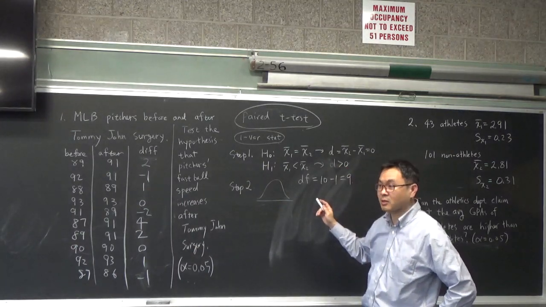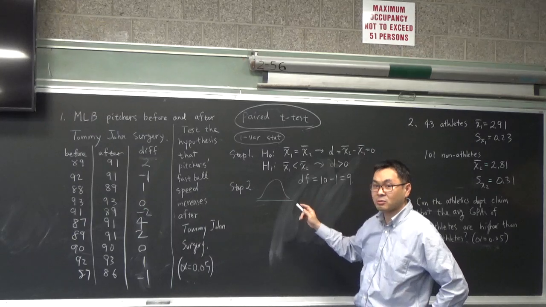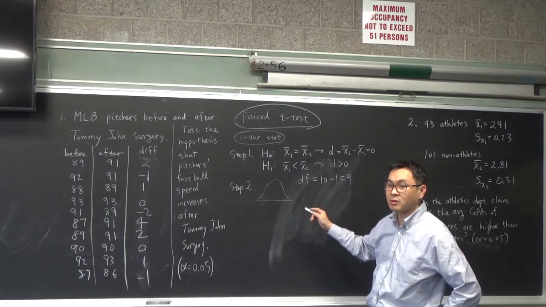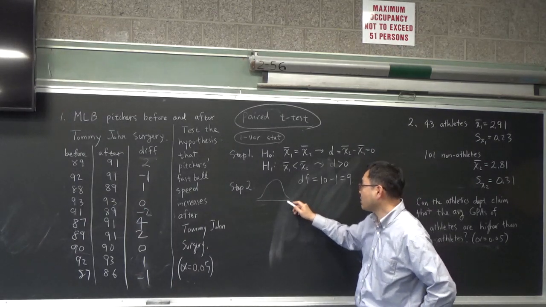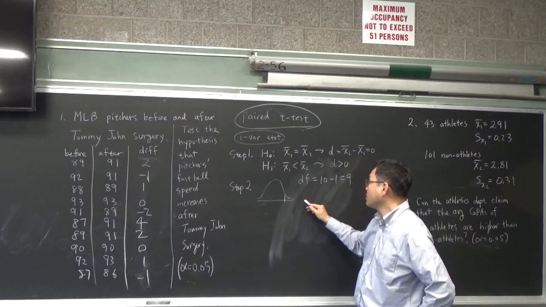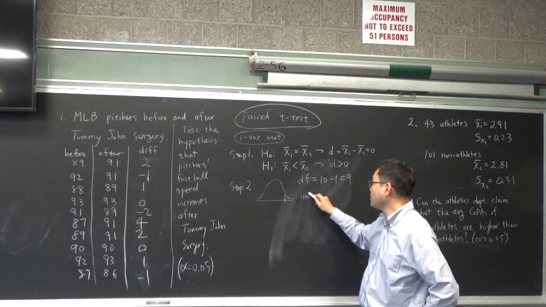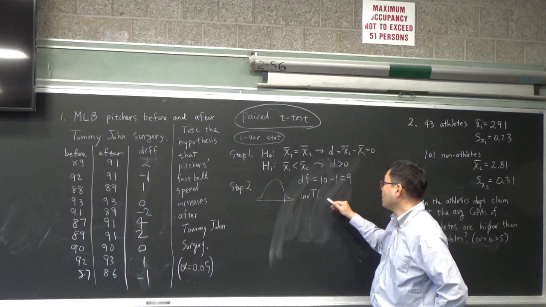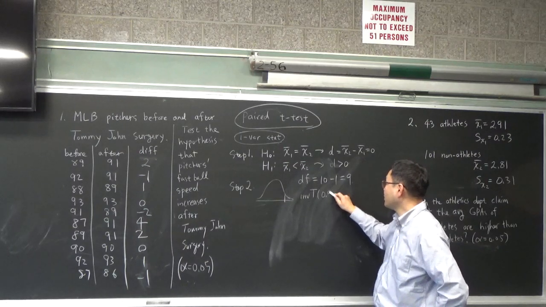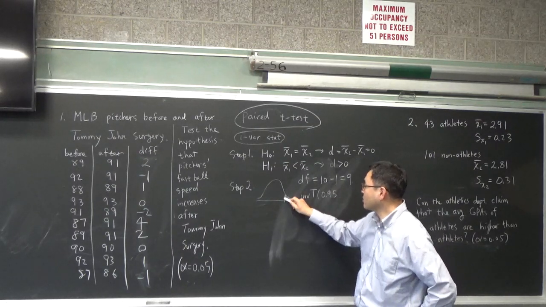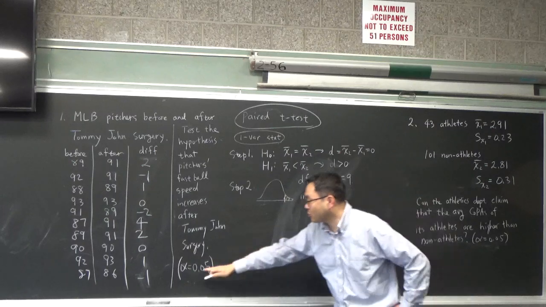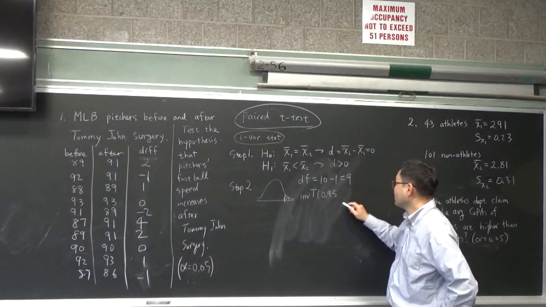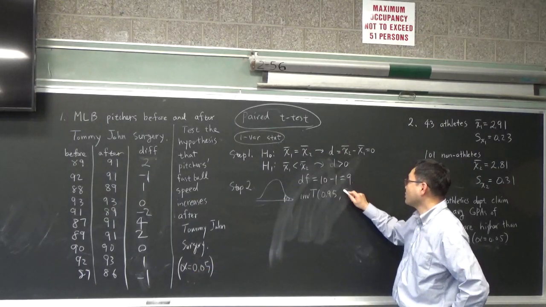Right tail, left tail, two tail, which one? Right tail. Right. So that means we need to do inverse t of 0.95, or 1 minus 0.05, with degrees of freedom 9.